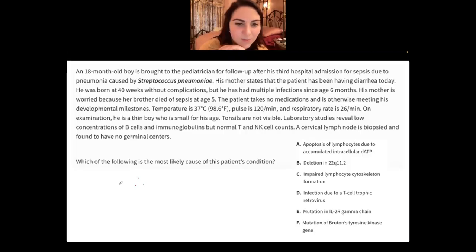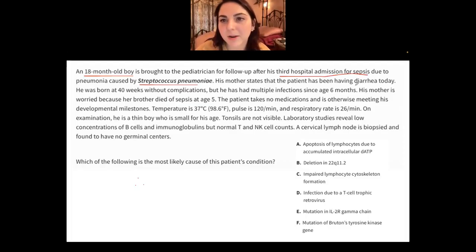Okay, that was 90 seconds. If you need more time, let me know, but I'll try to go through this and show you what to focus on. 18-month-old boy, okay. Third hospital admission due to sepsis. That's a lot of hospital admissions for sepsis. So this is with strep pneumonia. So we have a bacteria.